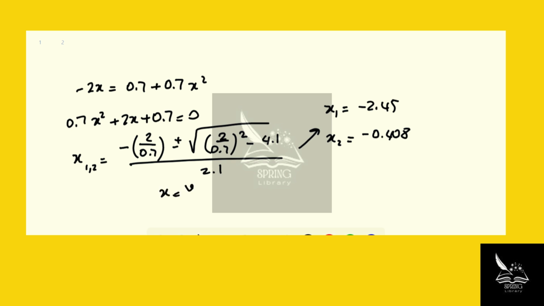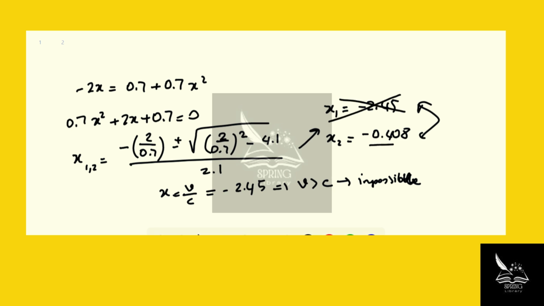Remember what we called x: x was v over c, basically. Let's see which solution is actually physical. So if the v over c ratio is 2.45, this would mean v is actually greater than c, which is physically impossible, right? No object can go faster than the speed of light. It's impossible. So we're not going to use this one. Then our solution is basically this. So v over c is negative 0.408.